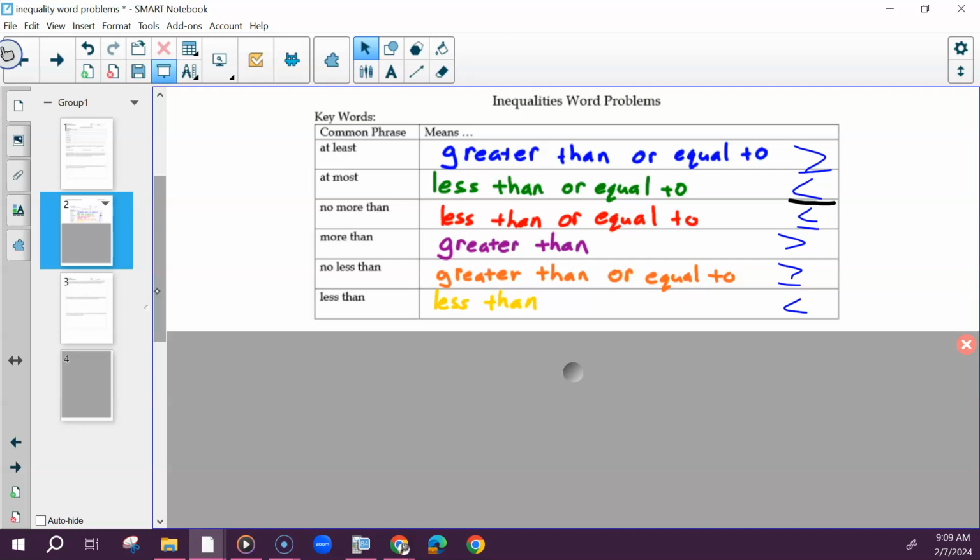No more than and no less than are opposites of whatever it says. So no more than is less than or equal to. I have no more than 23 students in here. I have 23, but sometimes I have less. But for you guys, I don't have more than that. More than is just greater than. No less than would be greater than or equal to. I have no less than.